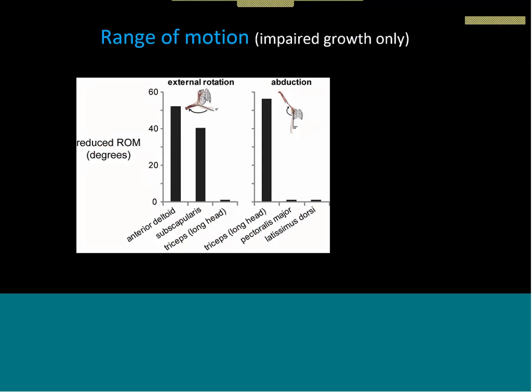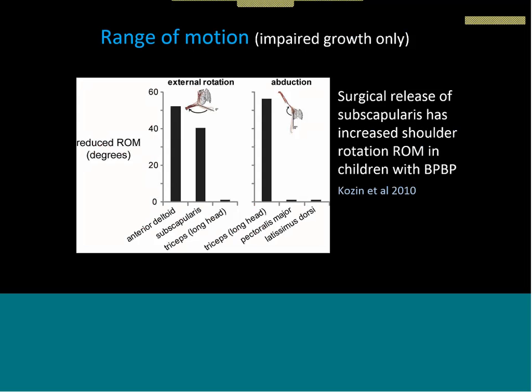If we look at the range of motion, we were only able to find that impaired growth could influence restricting a range of motion, and strength and balance alone could not. Again, we see that anterior deltoid, subscapularis, and triceps now are playing a role in restricting the range of motion of the shoulder, and some evidence that this might be happening clinically is that a surgical release of subscapularis has increased shoulder range of motion in children with brachial plexus palsy. So that's some circumstantial evidence that this kind of mechanism might be at play here.